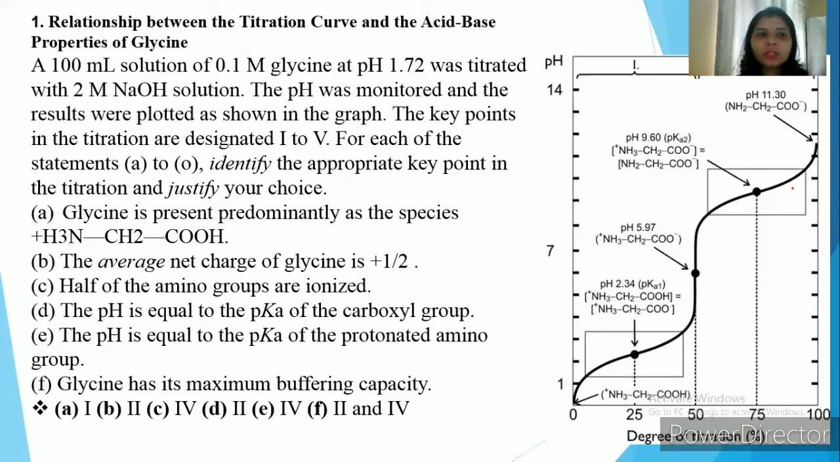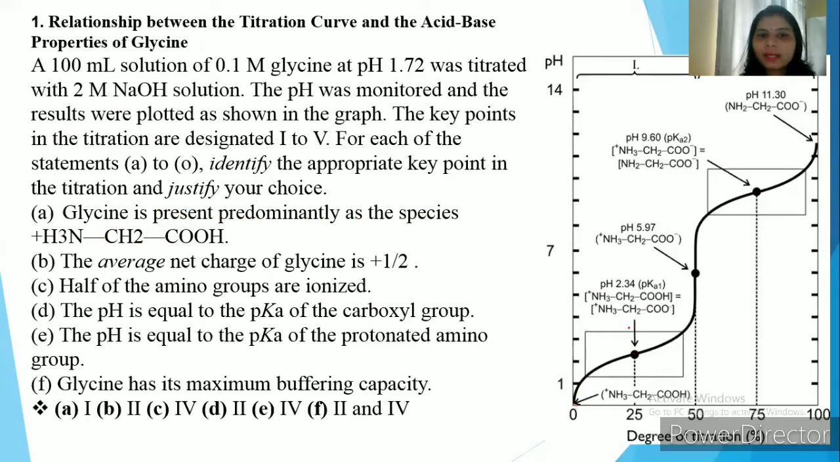For each of the statements A to E, identify the appropriate key point in the titration and justify your answer. First: glycine is present predominantly as the species NH3+ CH2 COOH. That is the first point. This species is present here.